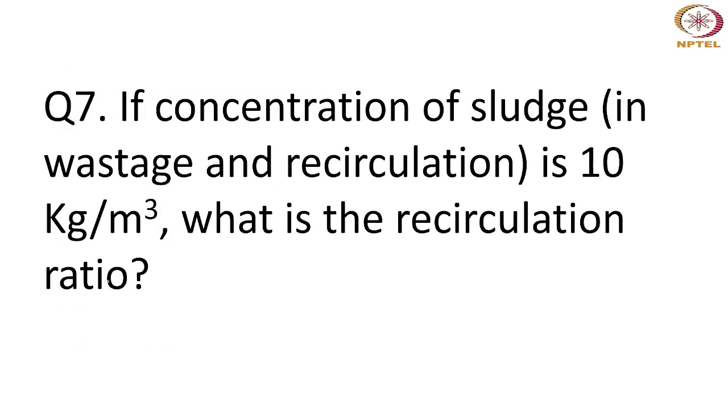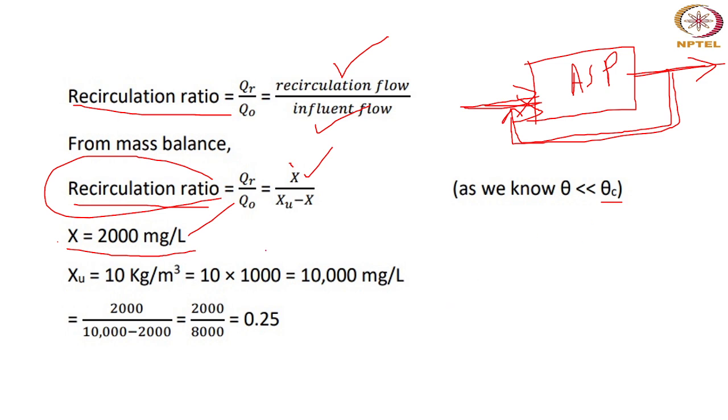Then XU, the concentration in the sludge, is 10 kg per meter cube, right? So it was 10 kg per meter cube, and it was multiplied by 1000. I'm getting 10,000 mg per liter, right? So this is XU, 10,000 mg per liter, and X equals 2000. Let me check here. If you put all the values here, X value 2000, then 10,000 mg per liter minus 2000, I'm getting 0.25. So this is my recirculation ratio, right?